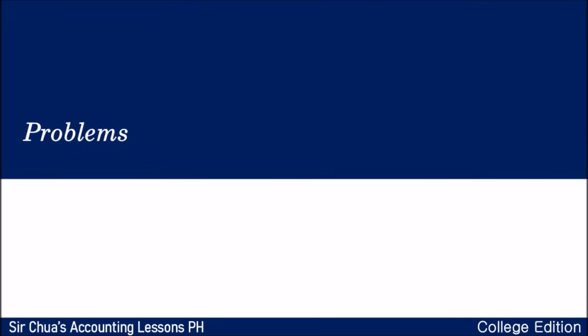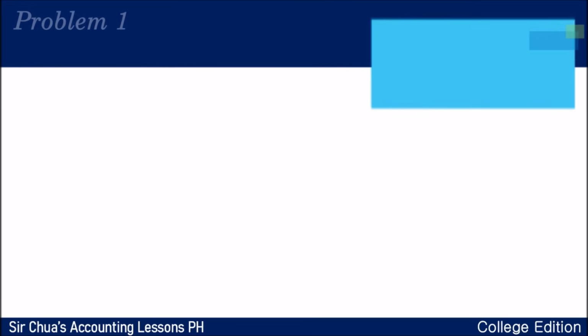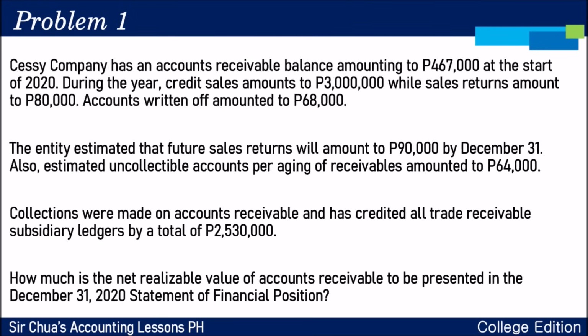And now that I've told you about problems, let's solve some problems. This is problem number 1. It says the company has an accounts receivable balance amounting to 467,000 at the start of 2020. During the year, credit sales amount to 3 million, while sales returns amount to 80,000. Accounts written off is 68,000. The entity estimated that future sales returns will amount to 90,000 by December 31. So there is an anticipation of future sales return. And then, estimated uncollectible accounts per aging of receivables.